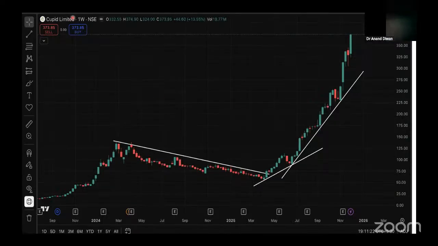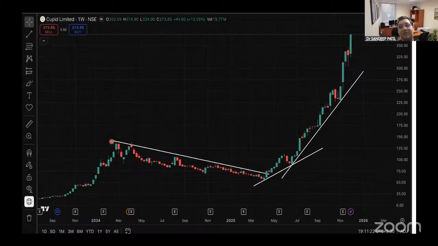So again, this is a Cupid chart. Now look at this. We have joined these high points of Cupid. So from March to this March, almost for 1 year, it was in a downtrend. Look at this. Now that trend line was broken here at that point. So one could have entered with that trend line breaking, and could have entered here.